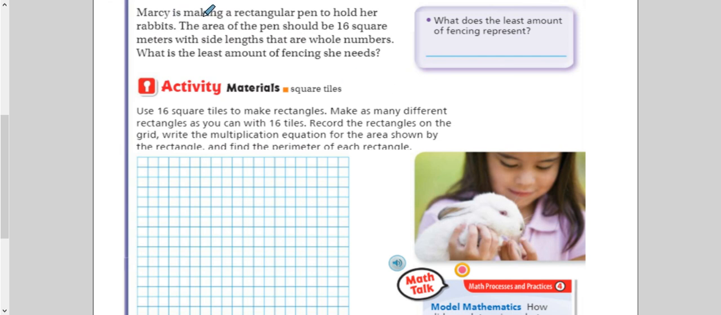So here we go. Marcy is making a rectangular pen to hold her rabbits. The area of the pen should be 16 square meters, with the side lengths that are whole numbers. What is the least amount of fencing that she needs?